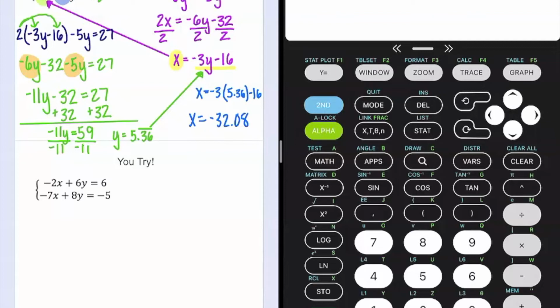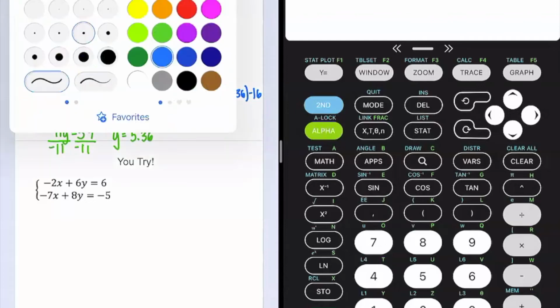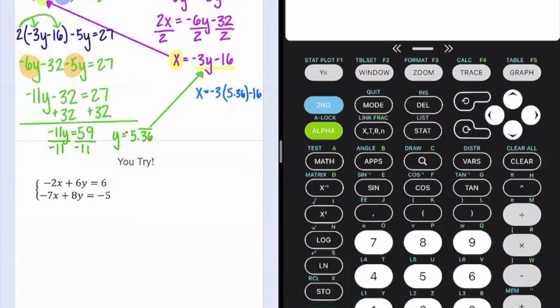Oh, and guess what? Miss Michael made another mistake. I was trying to figure out how that number got so big. This is what happens in math, right? And this is why I don't redo videos. I just keep working. This y should have been negative, which should have made that negative. So let's go back through and see. Negative 3 times negative 5.36 minus 16. Now that makes more sense.